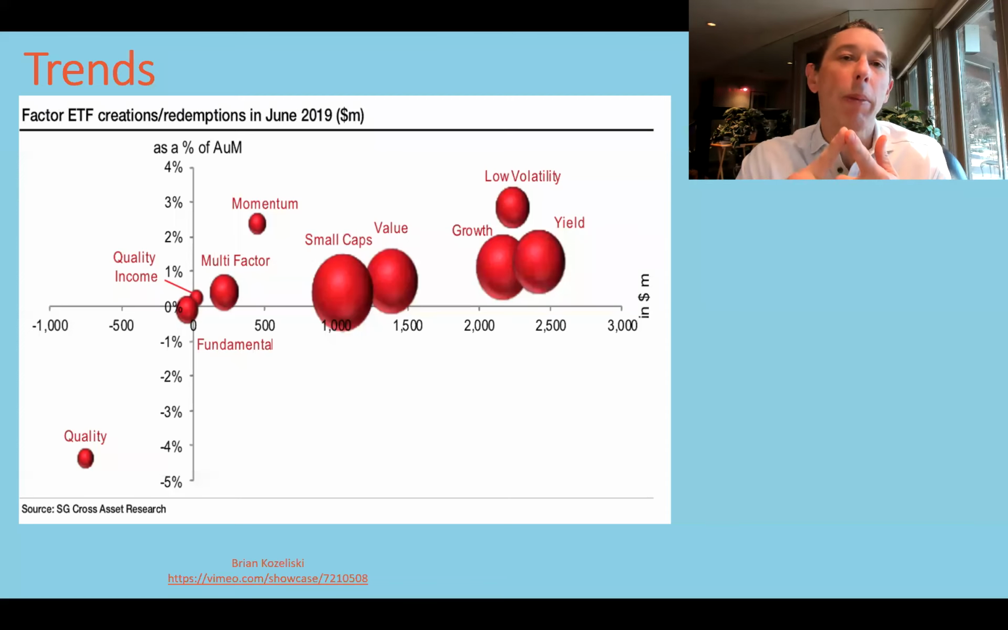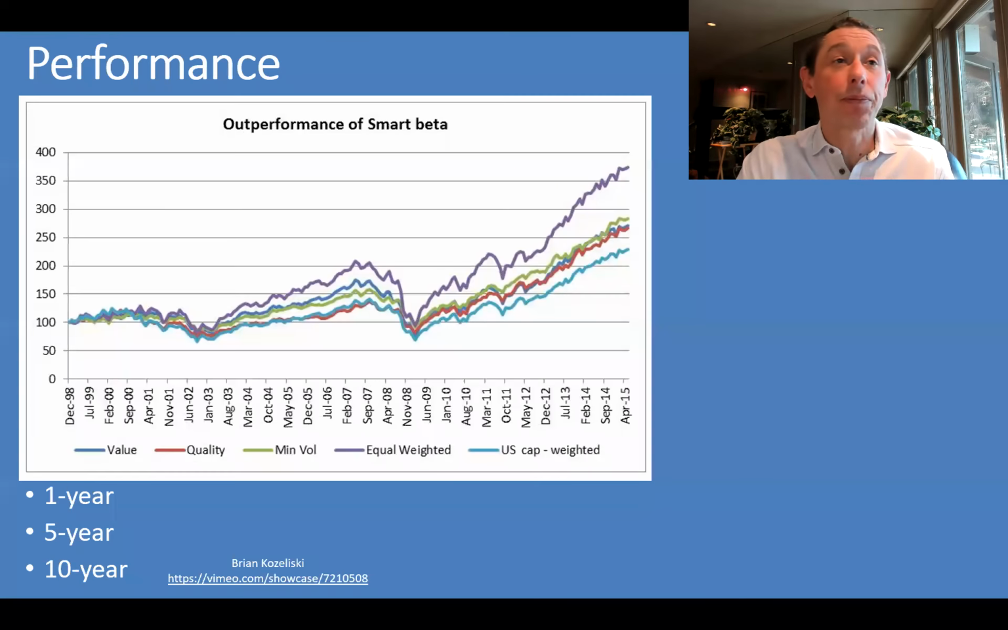Low volatility is a very popular strategy. You can see here it has lots of AUM in there, and it also has lots in terms of percent of AUM. Take your time and pause this if you need to, but you can see that these strategies are growing. There are quite a few of them. And they do seem to outperform over long enough time periods, right?